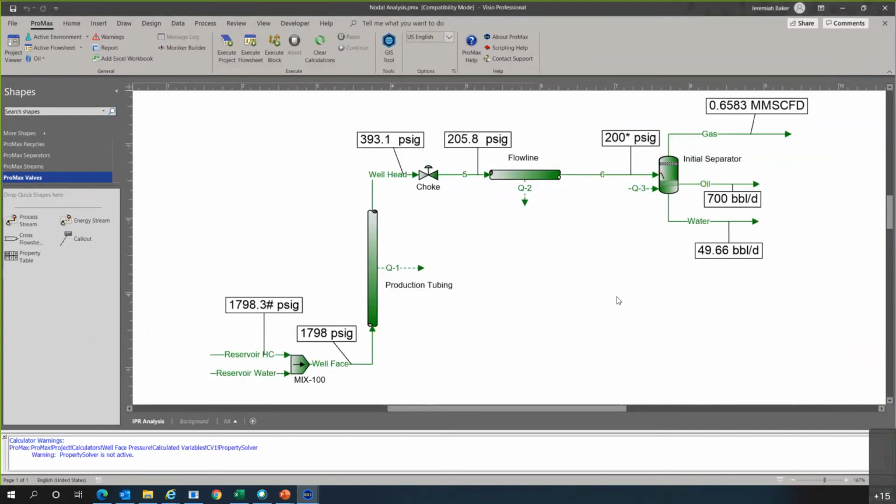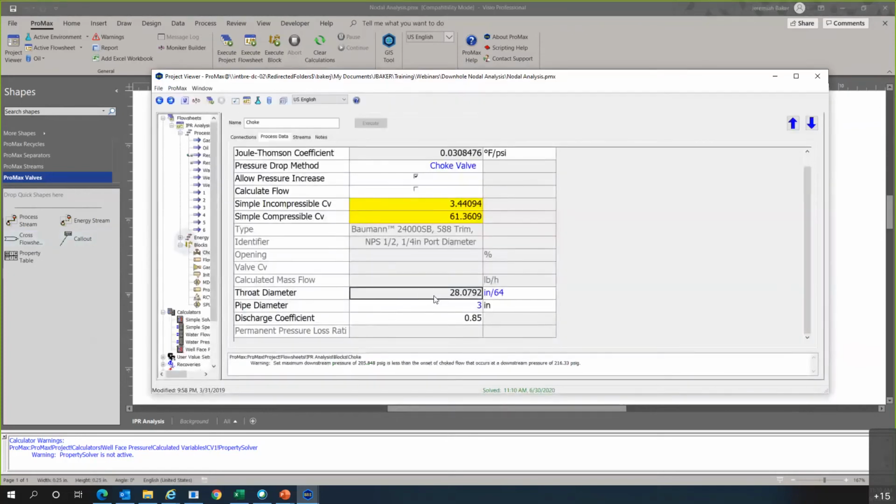I'm basically tying the two curves together and using a solver to find where those two curves intersect each other. That's the general idea. At this point, I mentioned we derived exactly 700 barrels a day of oil. The last check that we have is to make sure that our throat diameter is close to what it should be. So I open up my choke valve, and it's at 28.07, 64ths of an inch, which means that we're right on top of what we should be.